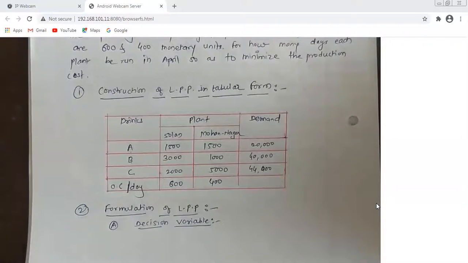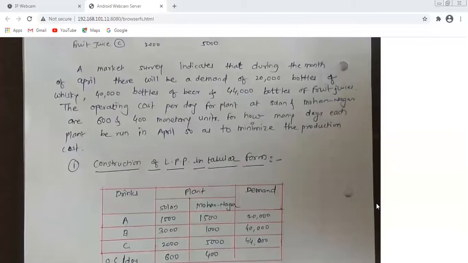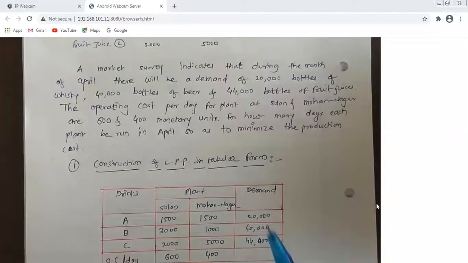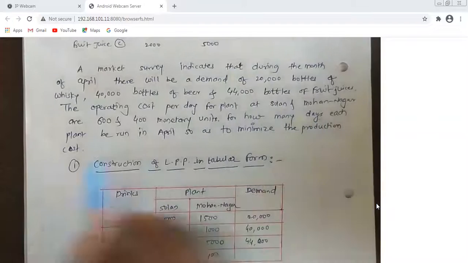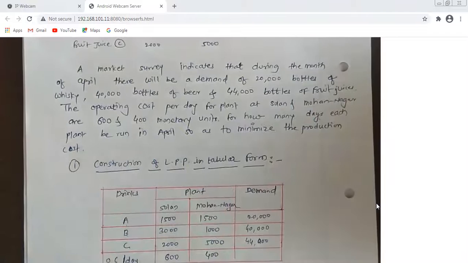Now, what is decision variable? You have to take the best decision. So what will be the decision variable? See what they have asked. They have asked for how many days each plant is to be run in April. Means they have asked how many days the plant at Solan and the plant at Mohan Nagar will run, so as to minimize the production cost. Means here we have to decide how many days the plant at Solan and the plant at Mohan Nagar will run.